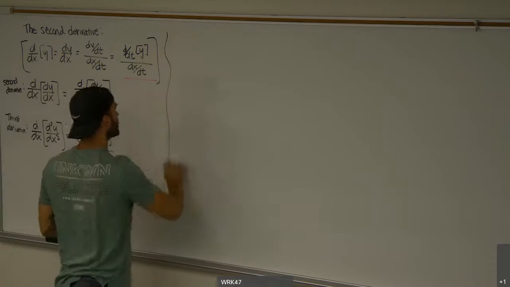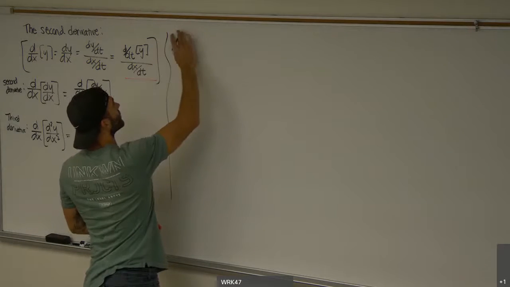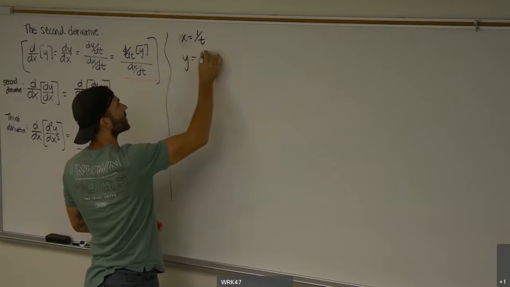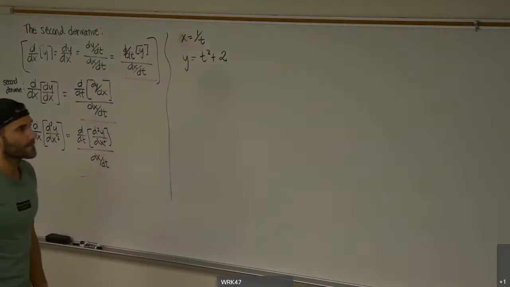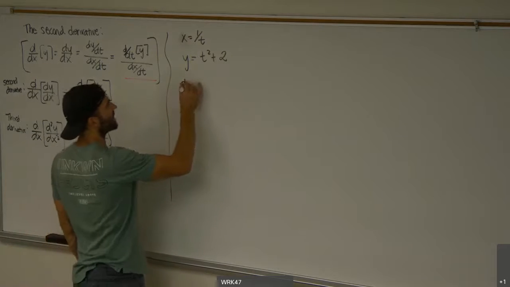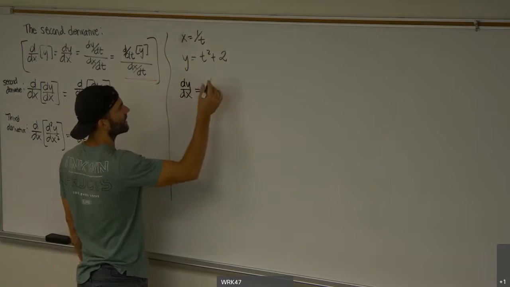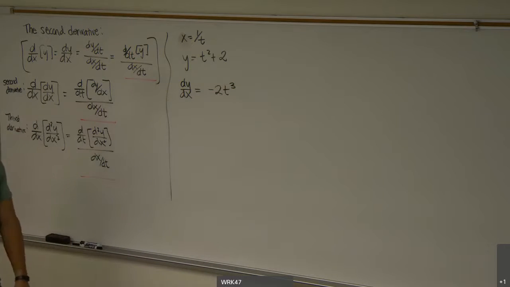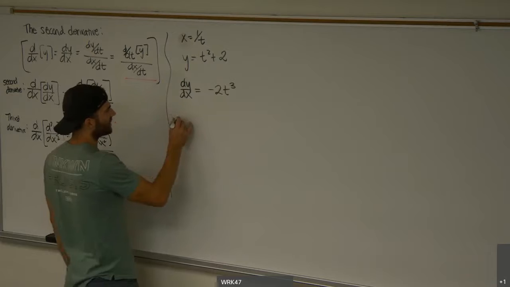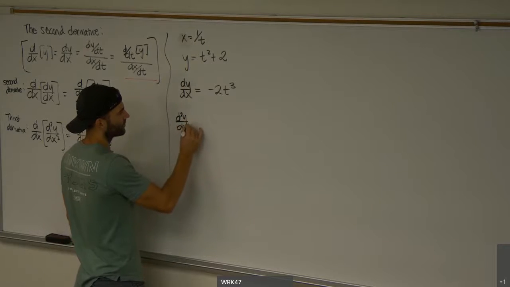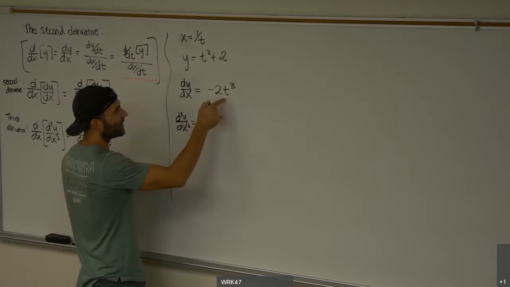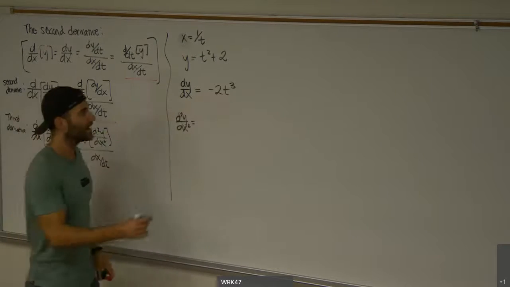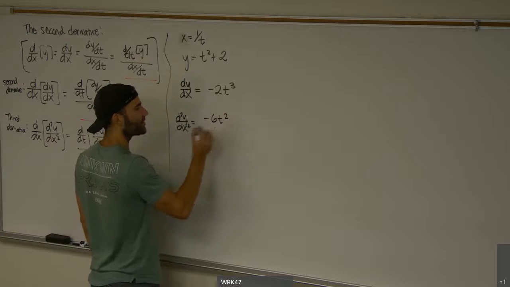And so if we look at that last example, x was 1 over t, y was t squared plus 2, and we talked about what dy dx was. We ended up getting, if you remember, negative 2t cubed. Then what is the second derivative? Well, it would be the derivative of this derivative. So it's d dt of my derivative. So just take the derivative of this in terms of t, and that gives me negative 6t squared.